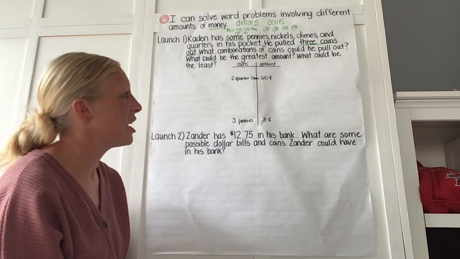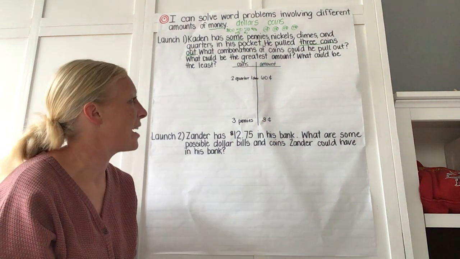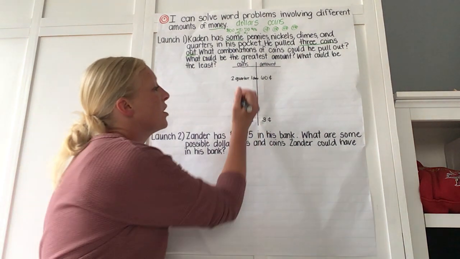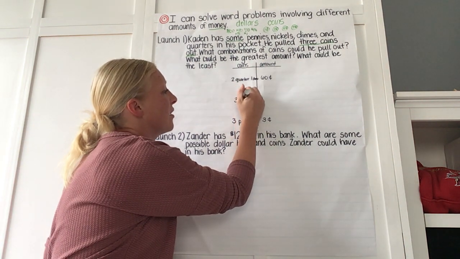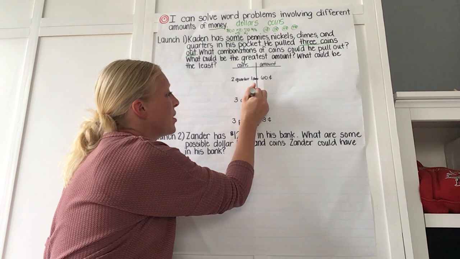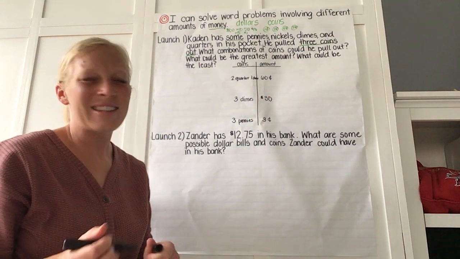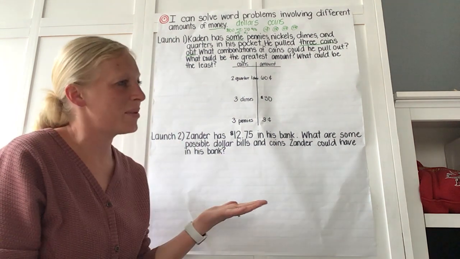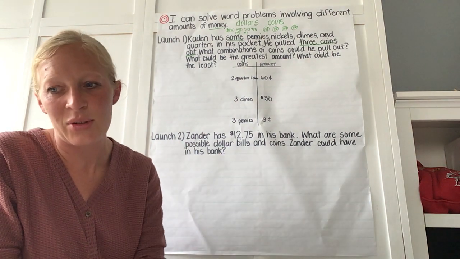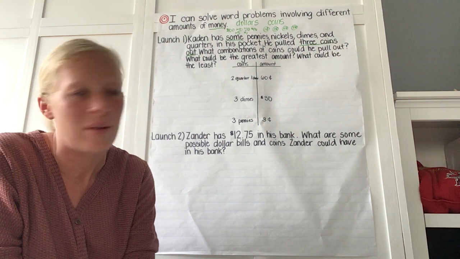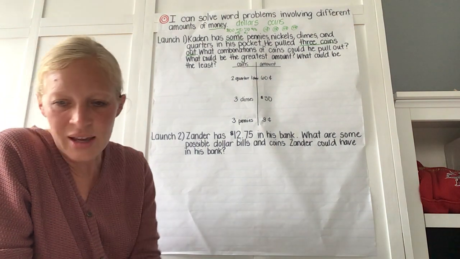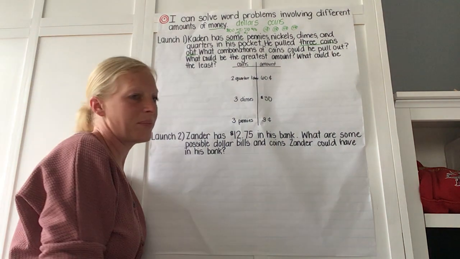What about my friend here with those 3 dimes? What did you think? Somewhere in between. Why? Because there's something worth more than dimes and something worth less than dimes, so using 3 of those is just somewhere in between.